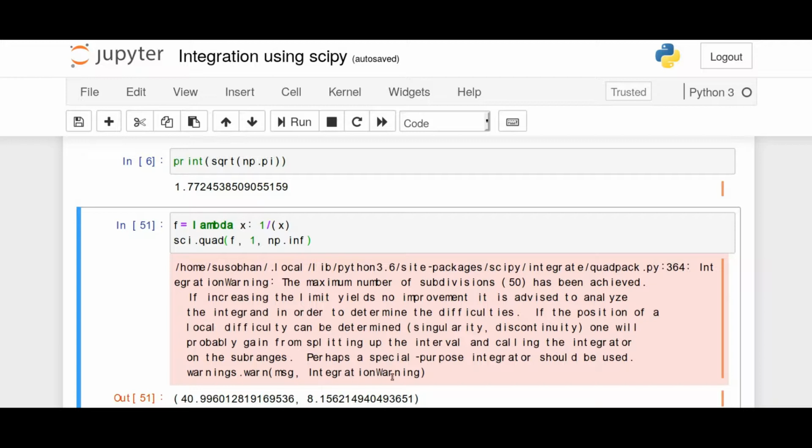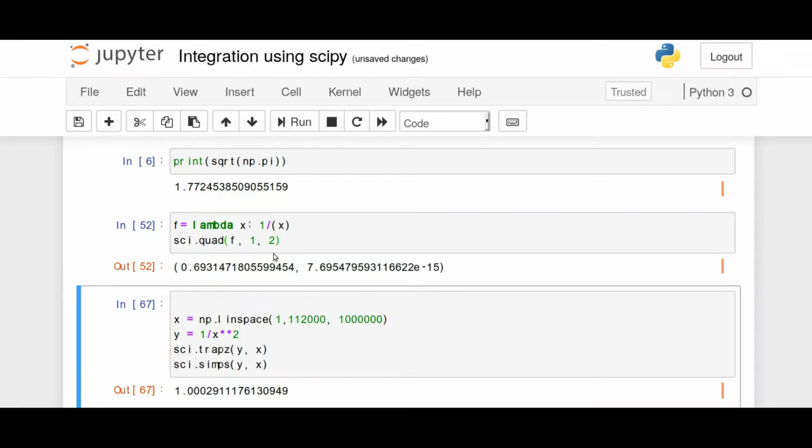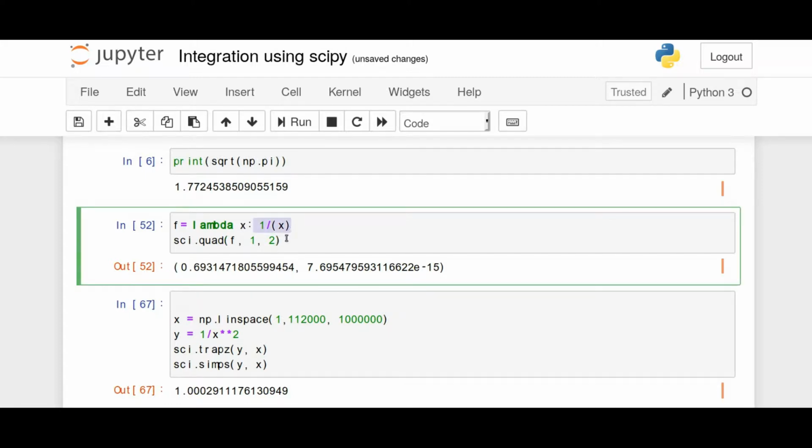Warning message: integration warning. Now, if we give a finite range, suppose I want to integrate from 1 to 2, what happens? It gives some result. But whenever you give infinity, because the integrand is divergent, it cannot calculate. In order to integrate something, it must be convergent. It should be borne in mind, and it is here: it is divergent, so that's why it cannot calculate up to infinity.